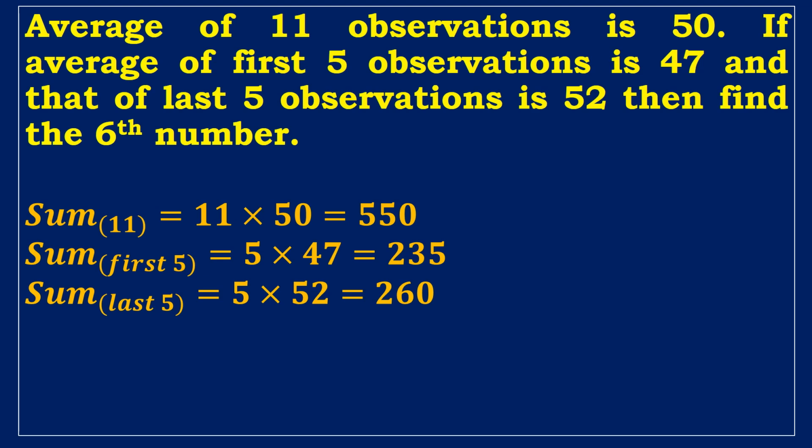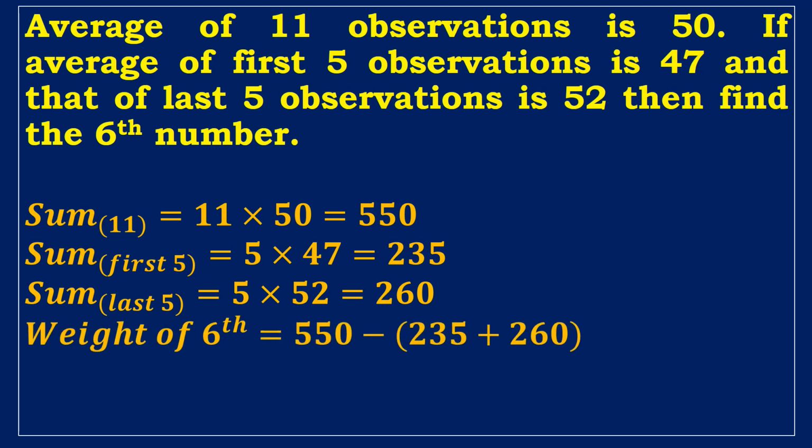Finally, we can subtract the sum of the first and last 5 observations from the sum of all 11 numbers to find the sixth number. 550 minus 235 plus 260 equals 55. So, the sixth number is 55.